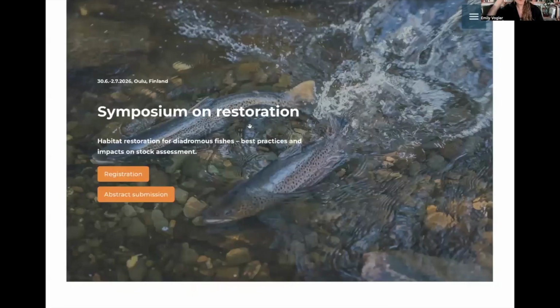There's also a symposium coming up in Finland on restoration that I think I might have sent to some folks here on the Zoom. I'll be doing a train the trainers workshop there, and I'm really excited to learn from what's going on in Europe. If anybody happens to be over there or wants to come to the workshop or just learn about some of the dam work happening in Europe right now, it would be an awesome opportunity.